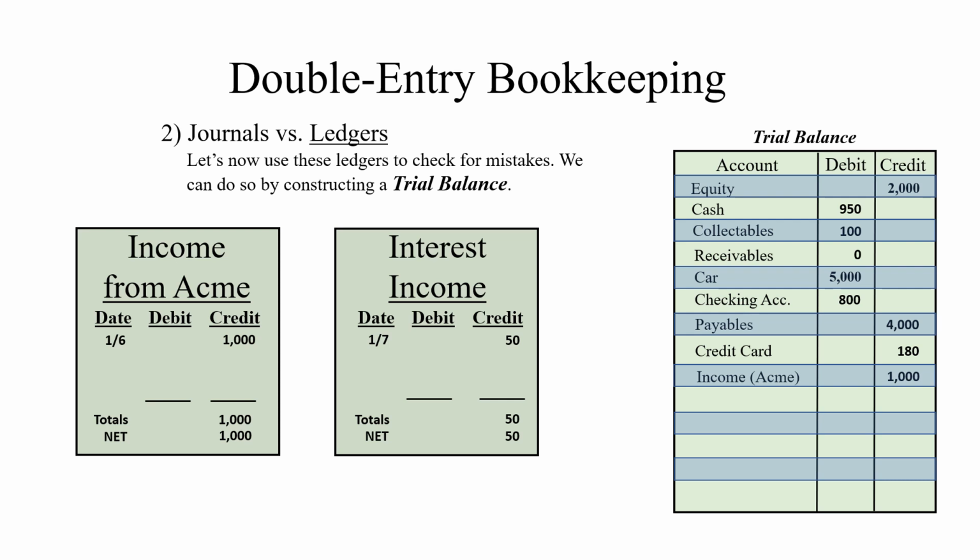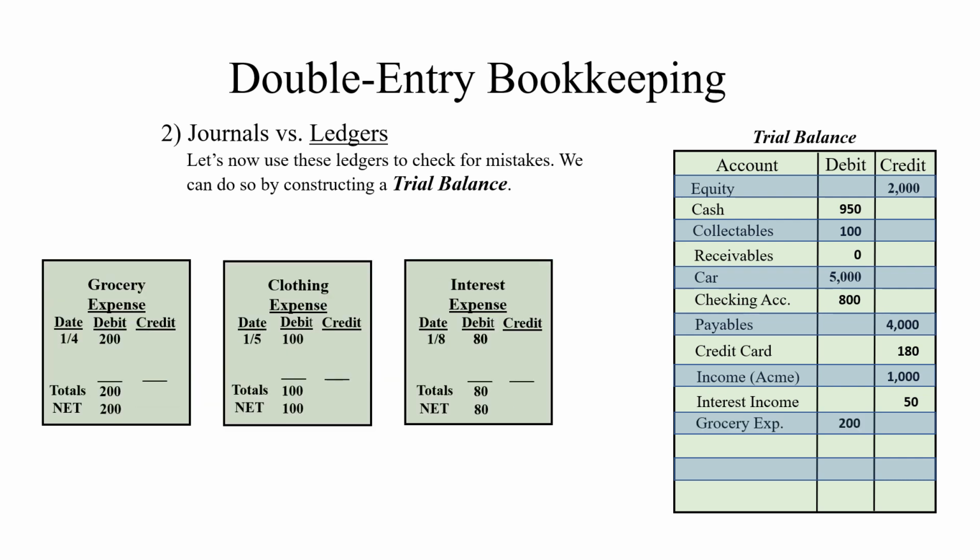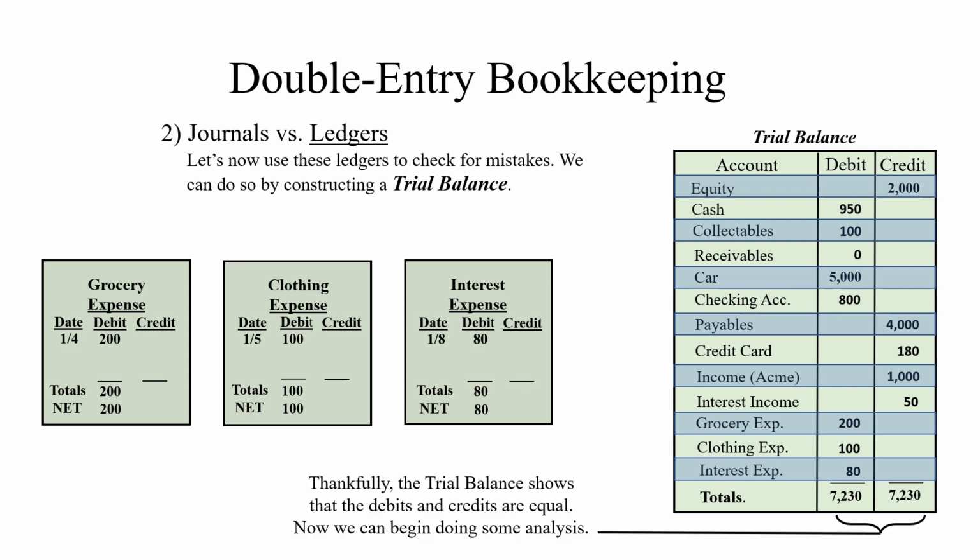Now we'll enter the net credit balances from the income ledgers, starting with the income from Acme, your wages, and your interest income. Now let's enter the net debit balances from the expense ledgers, starting with groceries, then the clothing expense, and finally interest expense. There, we've totaled the two columns. Thankfully, the trial balance shows that the sum of the debits and the credits are equal. We don't have to go back and find any mistakes.